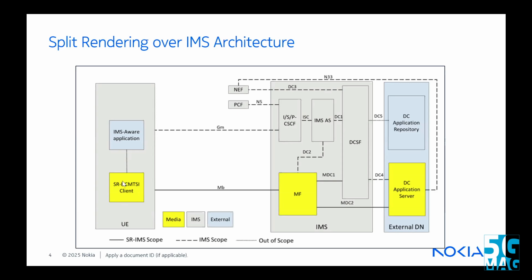So you have the UE over here, and over here you have the IMS that takes care of, for instance, the control plane, and it, for instance, takes care of the charging and the initial SIP signaling, and for providing you the appropriate resources for establishing the data channel. And over here you have this DC application server and the DC application repository from where you can download the app and then run the app for whatever reason. So for split rendering in this case.